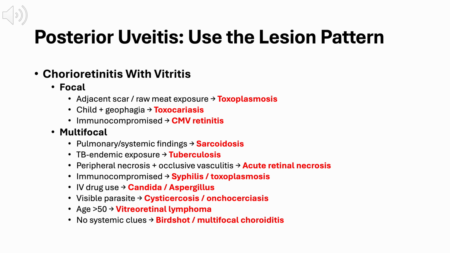Among multifocal lesions, pulmonary or systemic findings suggest sarcoidosis; TB endemic exposure, tuberculosis; peripheral necrosis with occlusive vasculitis, acute retinal necrosis; immunocompromise, syphilis or toxoplasmosis; IV drug use, Candida or Aspergillus; a visible parasite, cysticercosis or onchocerciasis; age over 50, vitreoretinal lymphoma; and no systemic clues at all, birdshot or multifocal choroiditis. The presence of vitritis plus the focal versus multifocal split already carves the differential dramatically.